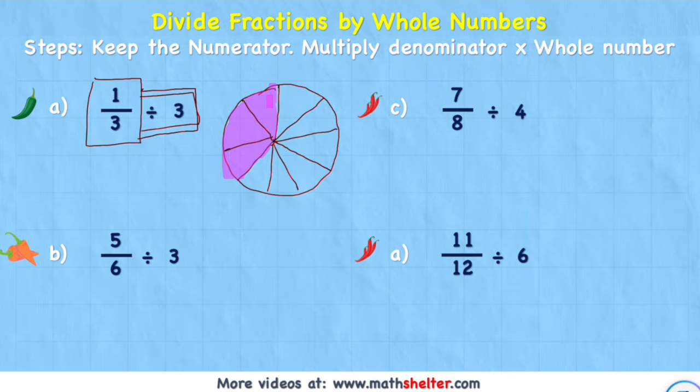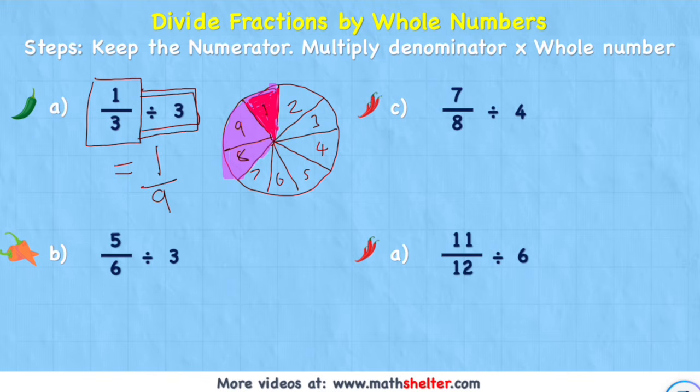And now I can say, well, I have this part here, because I had my 1/3 and I've divided it between 3 people, so I get to keep this part just there. But now I need to work out how many I had in total. So I have 1 out of a total of 1, 2, 3, 4, 5, 6, 7, 8, 9. So my answer to 1/3 divided by 3 equals 1/9.